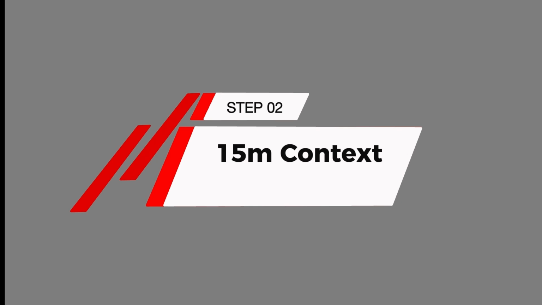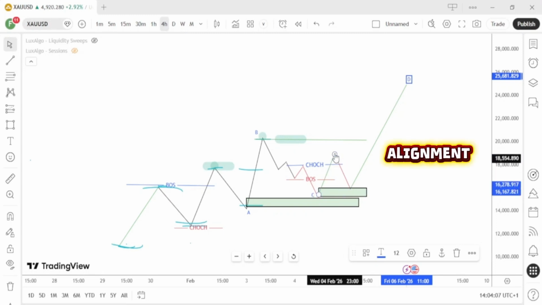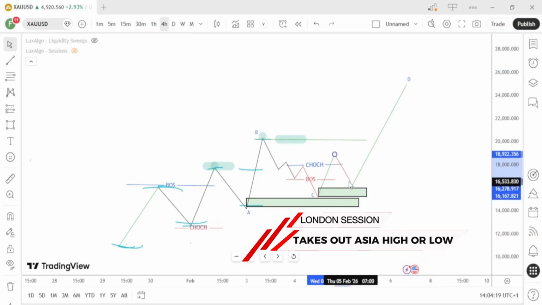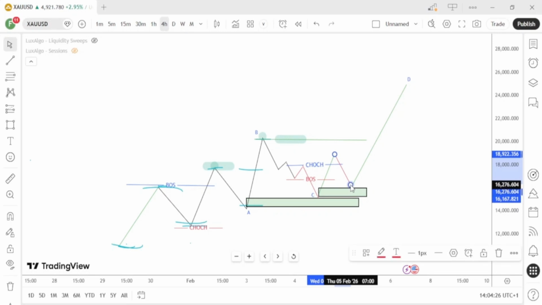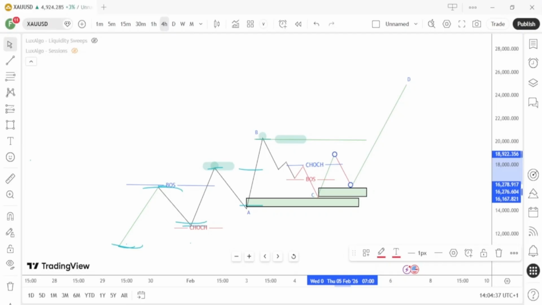Step 2, 15-minute context. Once price is inside the POI, I drop down to 15 minutes. Here, I'm confirming the bias. I'm only looking for alignment where price on the 15-minute chart breaks change of character and pulls back into a 15-minute order block. I want to see a liquidity grab in here. London has to take out Asia, tightening the direction of my 4 hours bias, telling me that the market is preparing, not reversing.